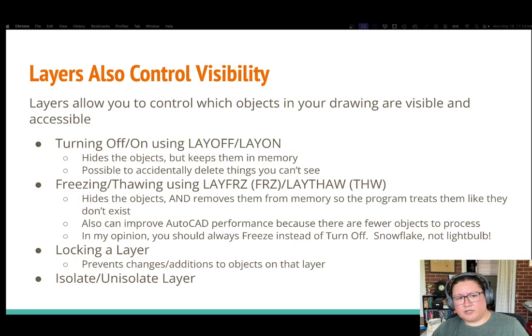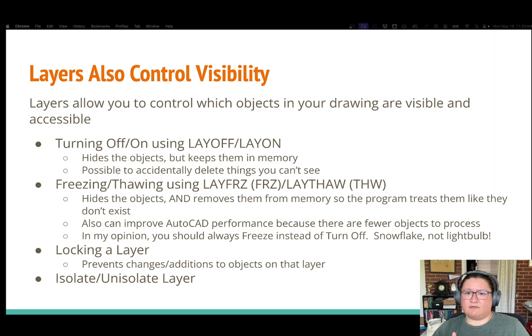You can also use layers to control visibility. So this is the part where we're really managing the workspace, where you can turn things on or off. You can freeze or thaw. You can also lock a layer so that it's not editable accidentally or intentionally. And then you can also isolate or unisolate a layer. So let's talk about the difference between turning off and freezing layers.